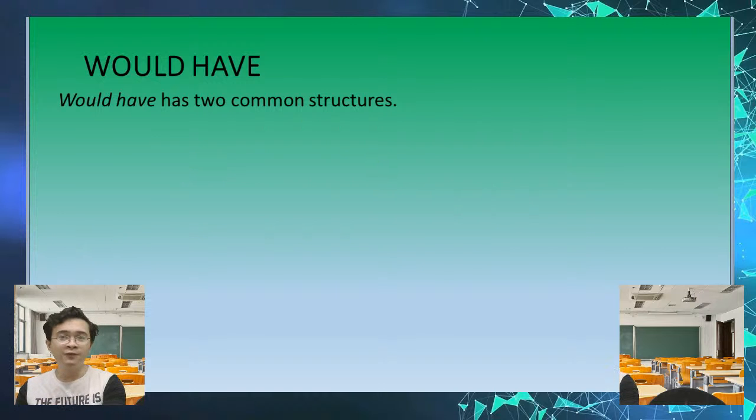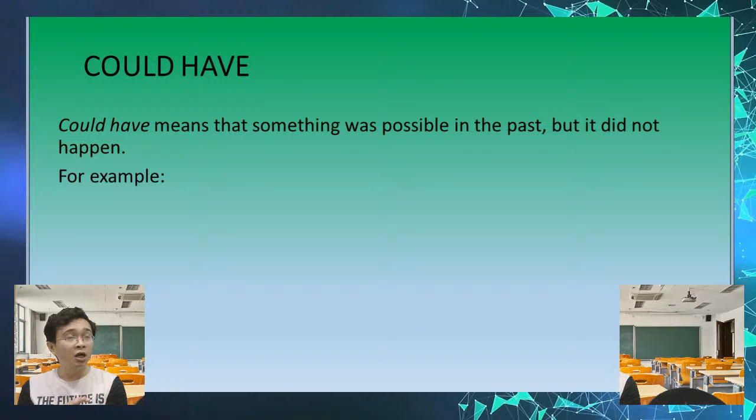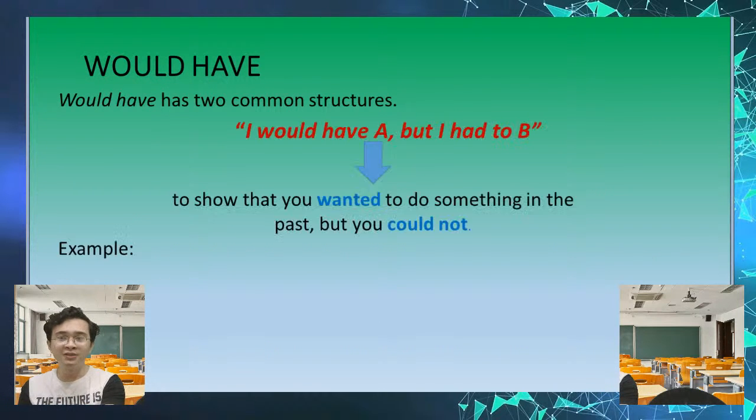Do not be confused with could, because for could, guys, we only use this if we have a choice, and if we choose something in the past. It means we can choose freely. We could choose freely something in the past. But for would, especially in the first structure, you had no choice. And what you had planned earlier changed because of something that happened. So again, we use the expression I would have A, but I had to B.